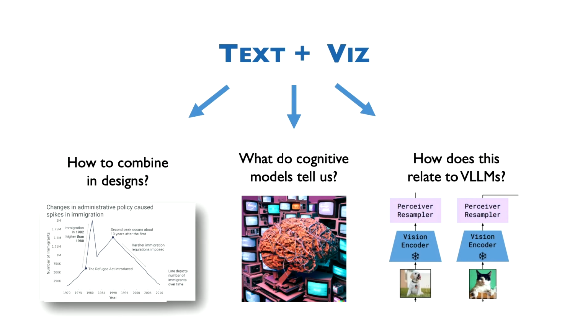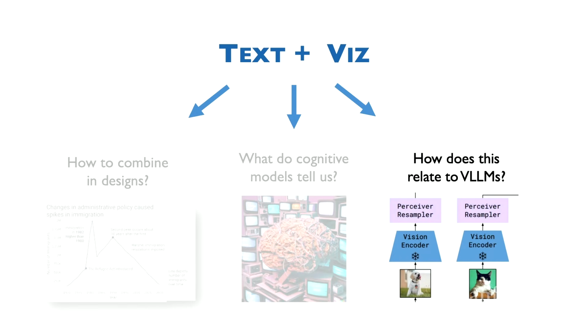Okay, so I've talked about how to combine text and designs. What do cognitive models tell us? I touched on it very briefly. And now, because we have to, we'll talk about how this relates to VLMs. There's a lot of words for this. There's multimodal language models, visual language models. I've seen VL, ML, all kinds of acronyms.